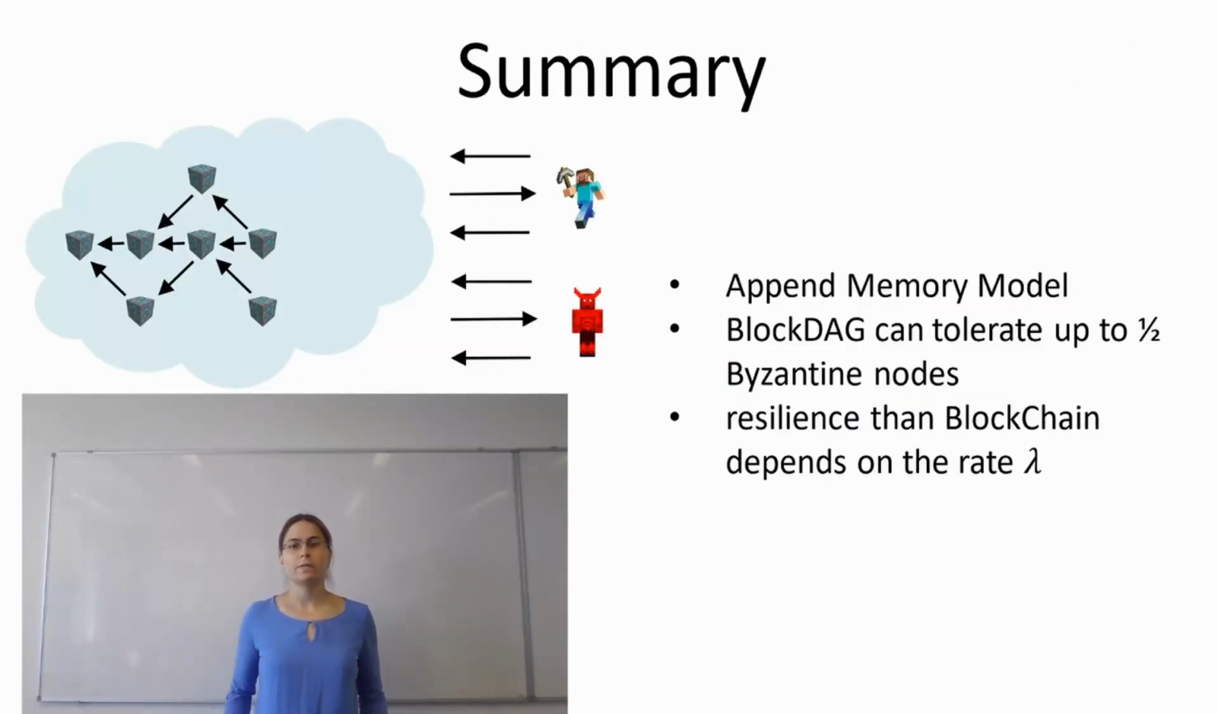So in summary, the results of the paper that I've just presented include a novel shared memory model for blockchain protocols, the so-called append memory model. In particular, the append memory model allows us to abstract away all the communication overhead of peer-to-peer networks, and it is therefore easier to analyze blockchain and DAG protocols in this model. Using this model, we could show that the BlockDAG can tolerate up to 1/2 of Byzantine nodes, while the resilience of the blockchain depended on the rate lambda.